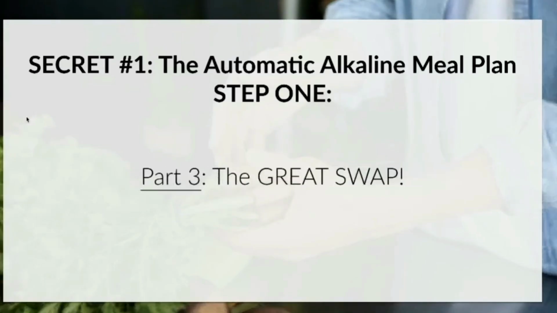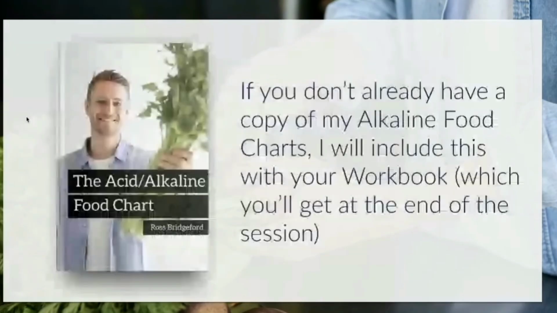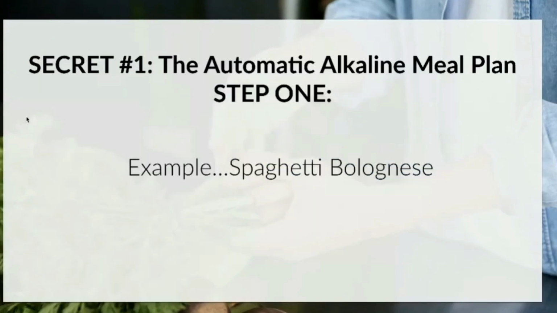Then the great swap. So all of you guys, if you are a part of my world, will probably have your acid alkaline food charts. If you are not, I'm going to include this in the email at the end with your workbook anyway, so that you've all got it. So what we need to do is start the great swap. This is where you mark a little X next to each of the most acidic ingredients in each meal. So for lasagna, you'd mark a little X next to the pasta, to the cheese and so on.